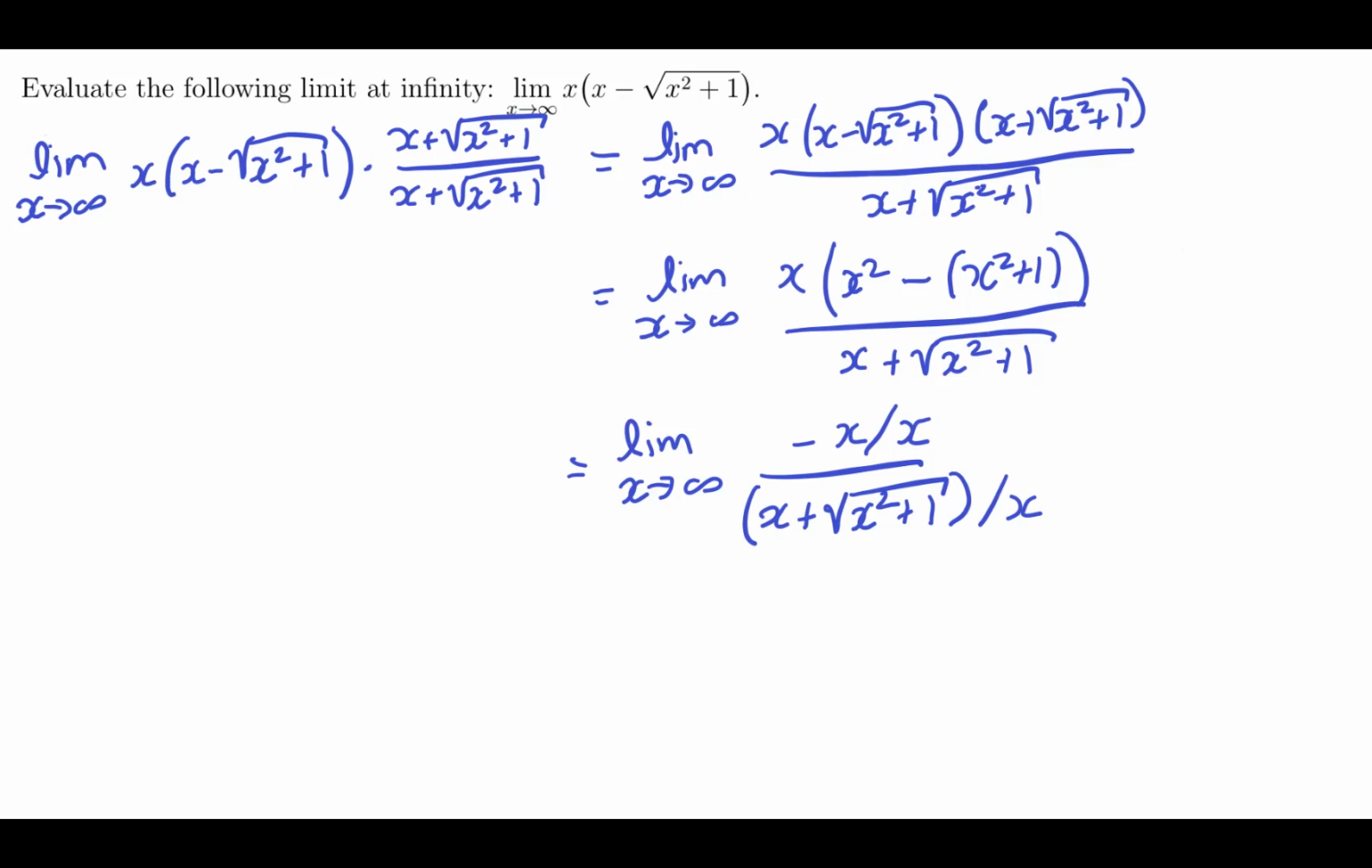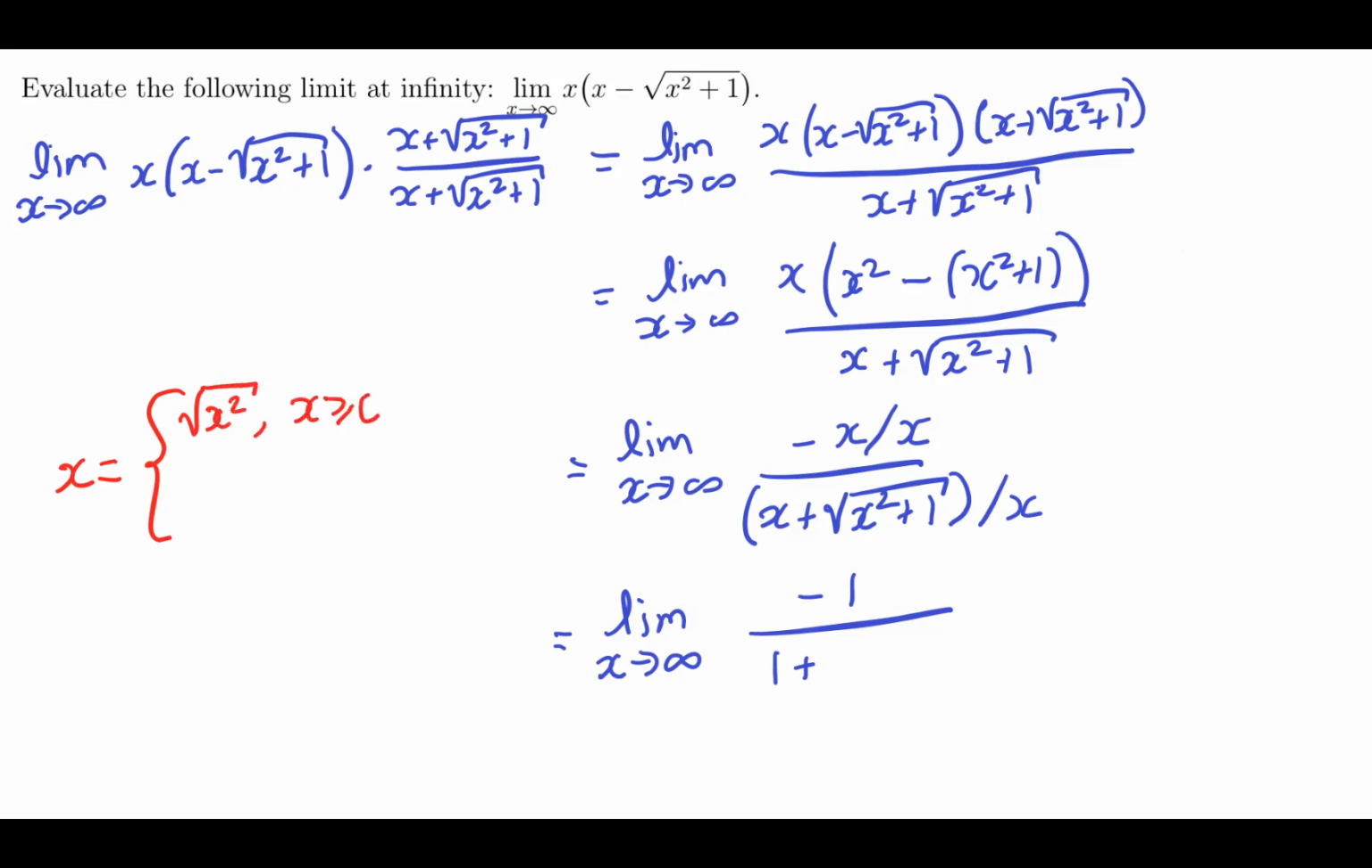And now simplify. This is equal to the limit as x tends to positive infinity of negative 1 over 1 plus, okay, and now we want to bring x into the square root. So remember that we can write x is equal to the square root of x squared when x is positive, or negative square root of x squared when x is negative. In this case, x is positive, and so we're left with the square root of 1 plus 1 over x squared.